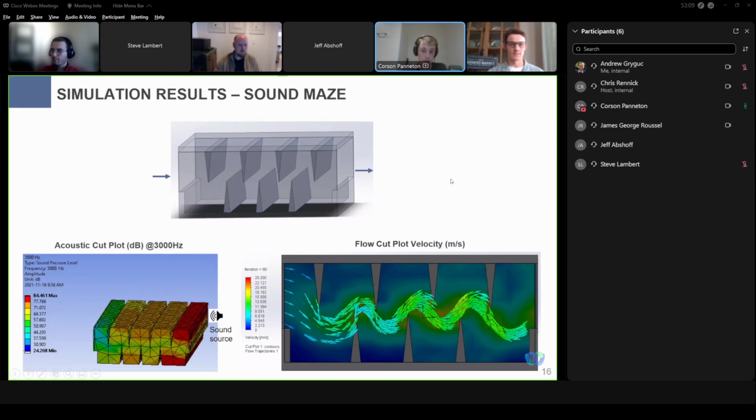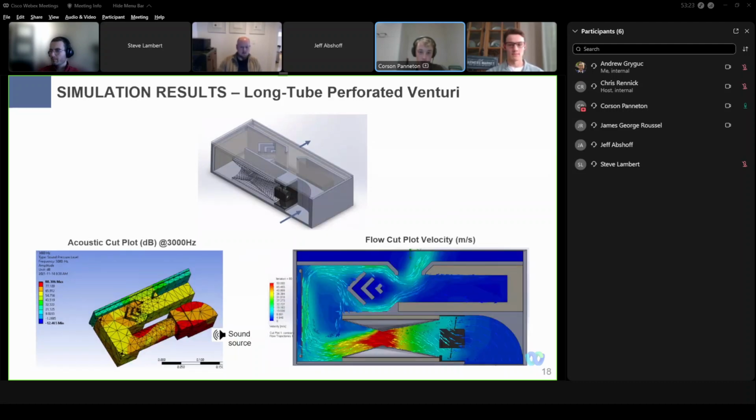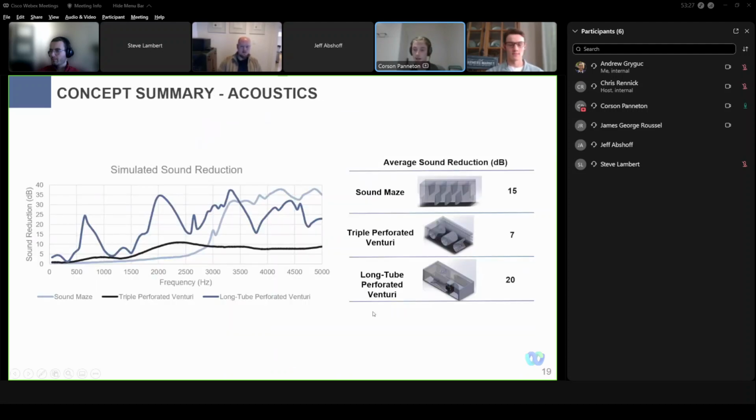And yeah, what happened here, so you can see that we performed that for each of these different concepts. And what we really found in terms of the results of this was that the 3 concepts had huge differences in terms of their sound performance, and that the flow performance was not really as much a limiting factor for a lot of them.